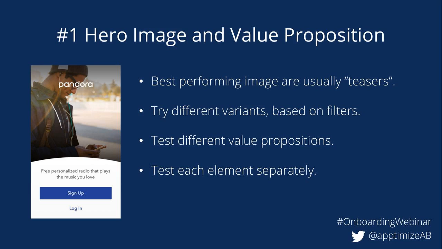So the first thing, a very common experiment we see is around hero image and value proposition. You can always use the Aptimize visual editor and a number of our testing tools to run experiments around which image is driving more users to the next step in your onboarding flow, and which value proposition content is resonating the most with your audience and keeping them engaged within your app. You can test each element separately, although in certain occasions, customers do test them in tandem.